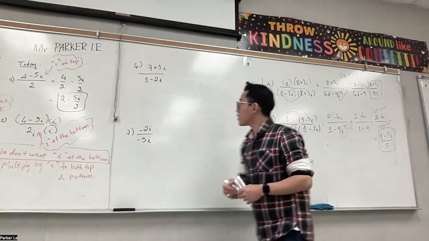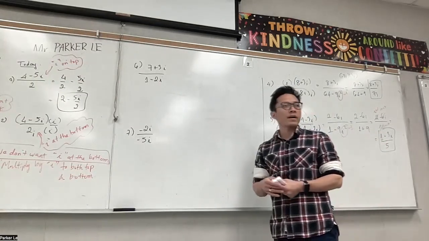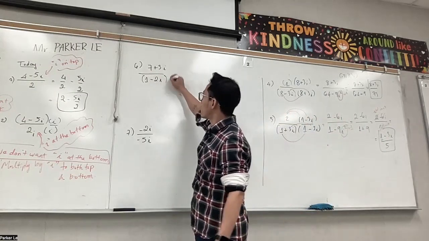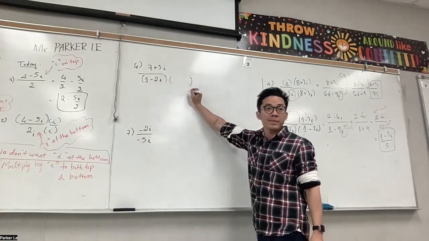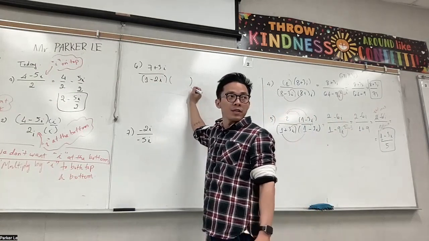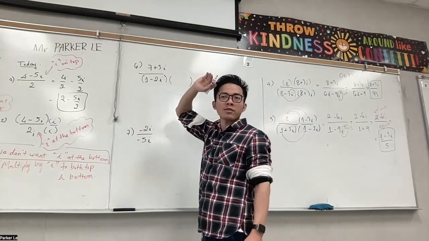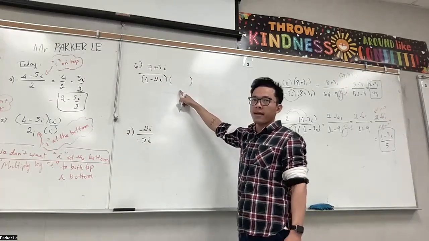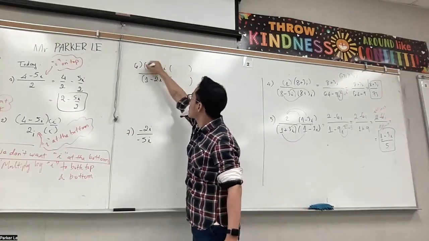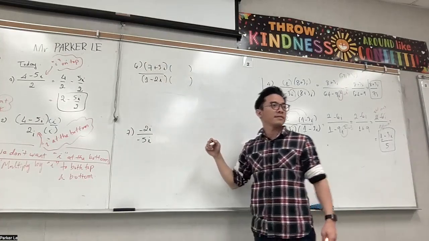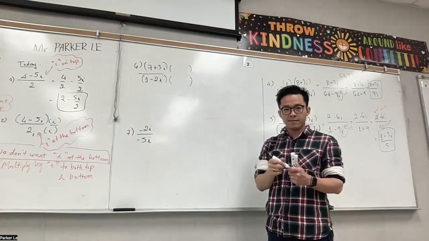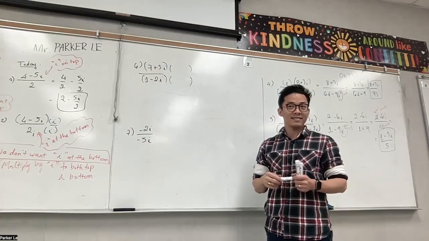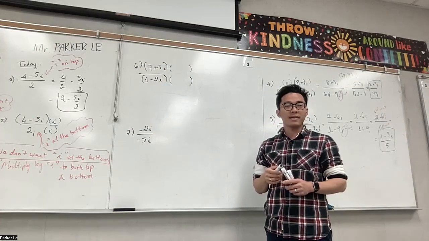All right, let's move to number 6. What do I multiply? Multiply to this. What do I multiply? Almost, we almost get there. So bear with me. We almost there. What do I multiply here? What do I multiply here? Just i. What do I multiply?